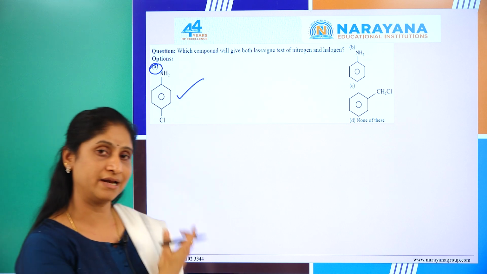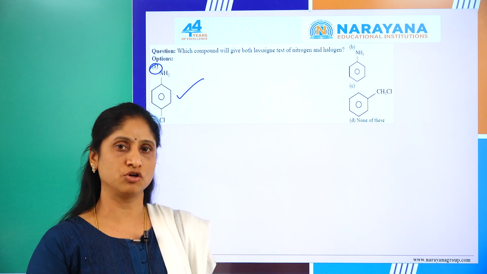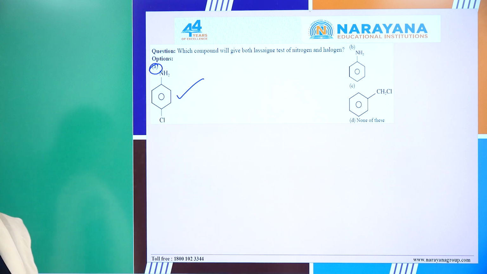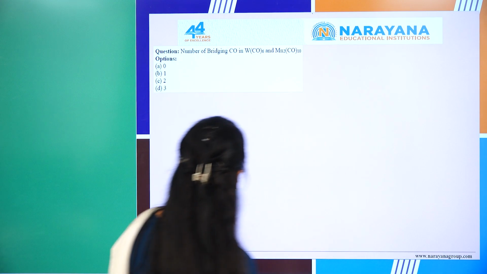So don't look for the compound itself to be ionic. It is extracted into the aqueous solution in the form of an ionic compound. So it could be here parachloroaniline, option A. So let us see the next question.